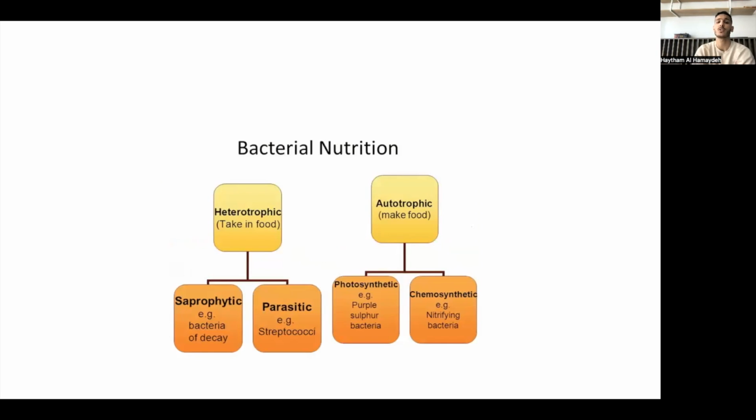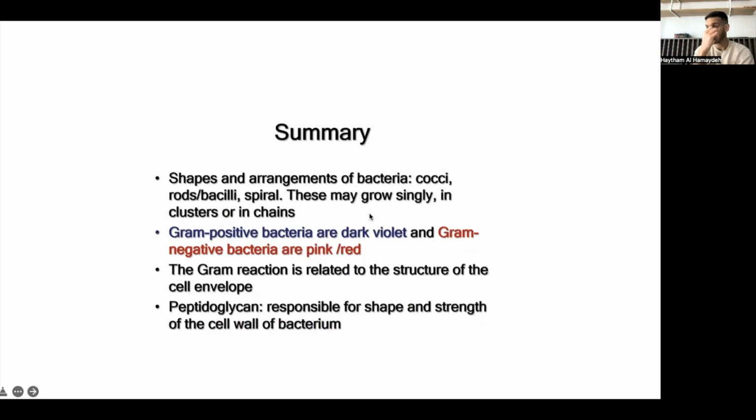Bacteria are also categorized by nutrition. In this semester, we're not going to be talking about autotrophic, we're going to be talking about heterotrophic. And so this is basically it for this lecture. You need to know shapes, and you need to know gram positive and gram negative and how to differentiate between them. The gram reaction is related to the structure of the cell envelope. Basically, gram positive has a lot of peptidoglycan, and gram negative has less peptidoglycan.